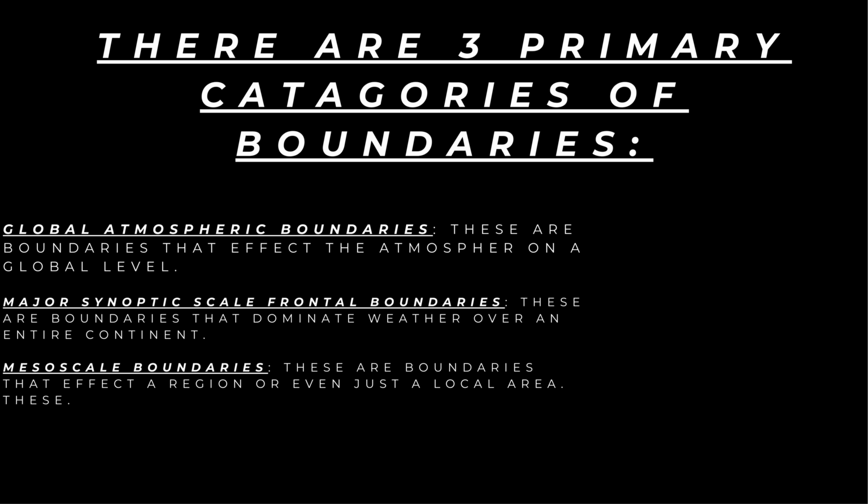There are three primary categories of boundaries. Global atmospheric boundaries operate on a global scale. For the purpose of this video, I will not cover this category too much in depth. Major synoptic scale, frontal boundaries, operate on a continental scale. These boundaries set weather patterns for weeks or months. And the third category is mesoscale boundaries. These boundaries operate on a more local or statewide scale. For the purpose of this video, this is the most important category.